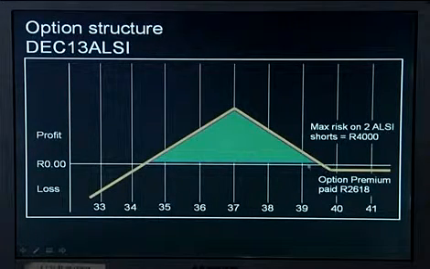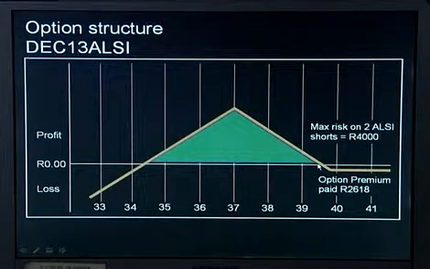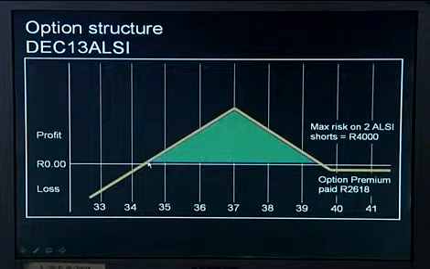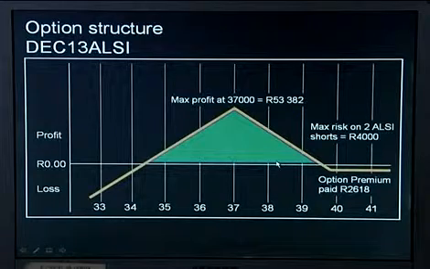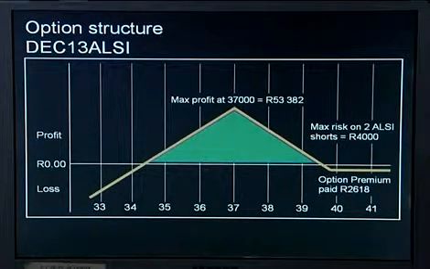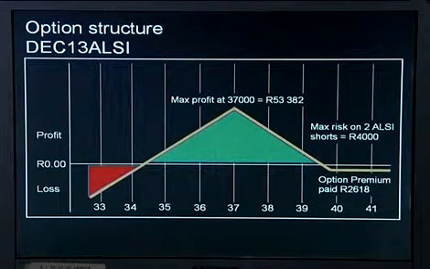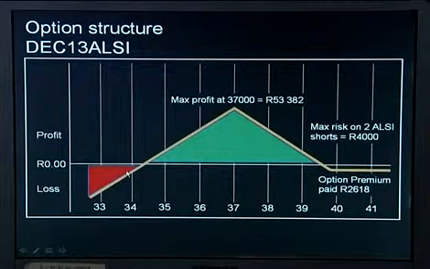Then we have this major area of profitability over here. You can see that from about 39,500 odd all the way down to about 34,300. That's our profitable area. And this structure makes its maximum profit at 37,000. And that profit would be 53,382 Rand. It then has what I refer to as a danger zone, which is basically below 34,300.